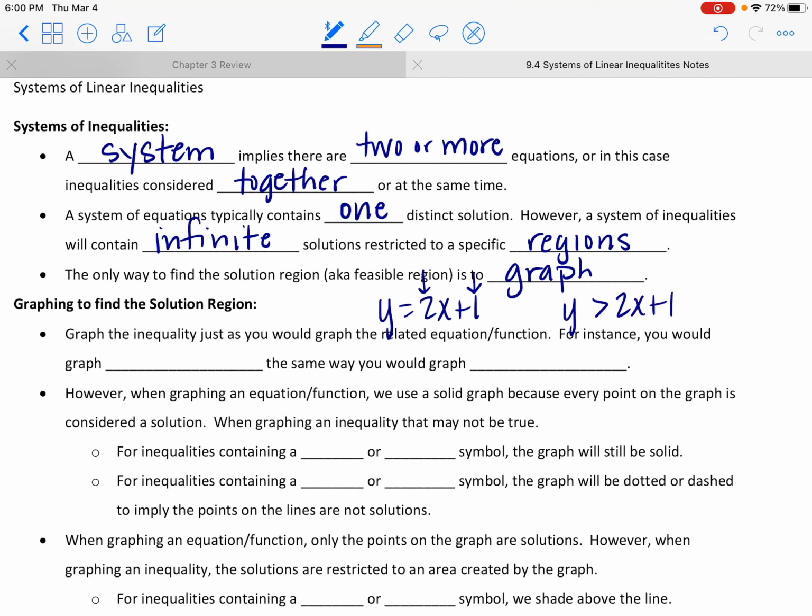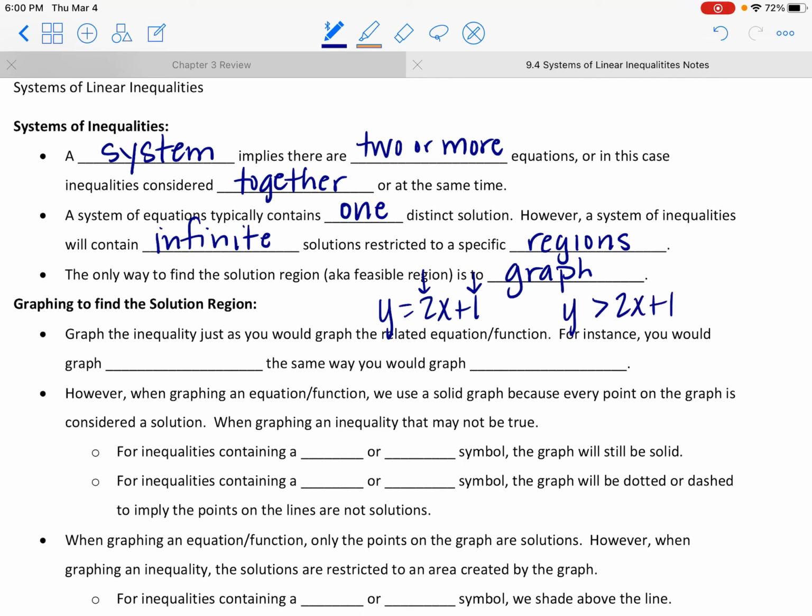So you pick a point that's in your solution region and make sure that when you plug it into your inequality that it makes a true statement. Okay, the solution region should be shaded. Again, we're going to shade this area, and that's to show that all the points that are in that area are solutions. They're all part of our solution region, or this feasible region.